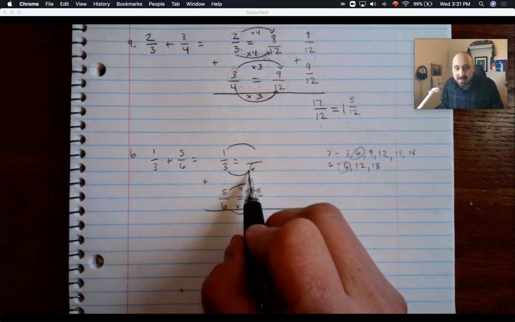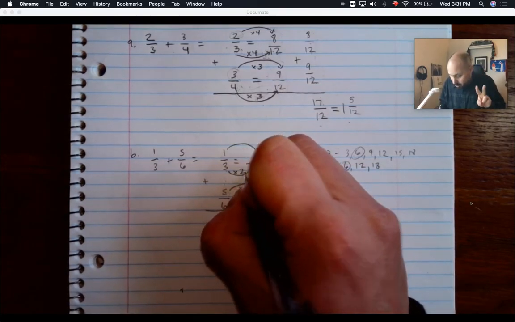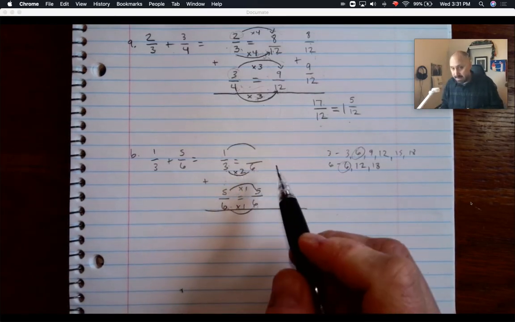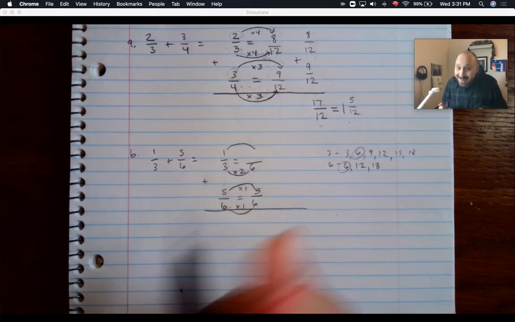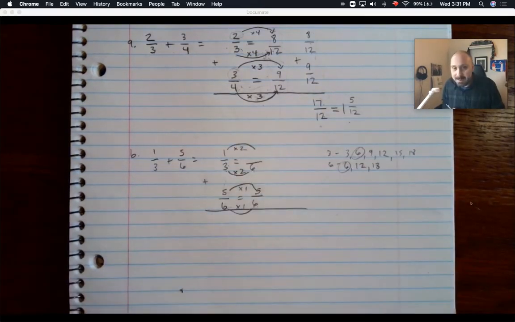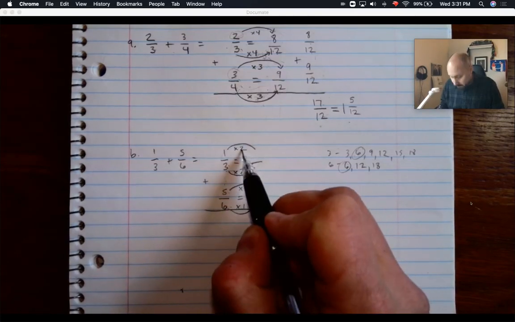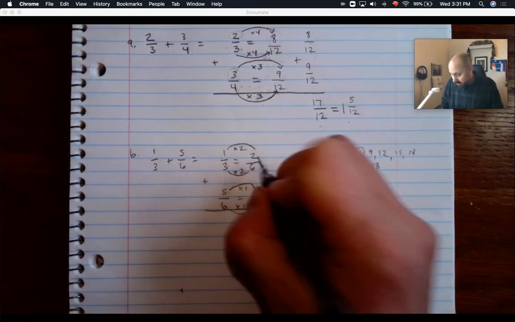How do we get from 3 to 6? We multiply by 2. 3 times 2 is 6. Whatever you do to the bottom, you've got to do to the top. 1 times 2. So remember, same number, 2 and 2. Okay, 1 times 2 is 2.